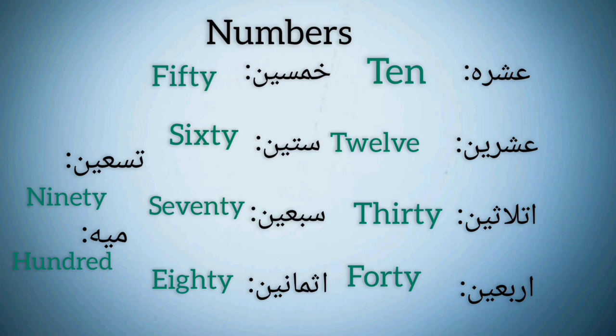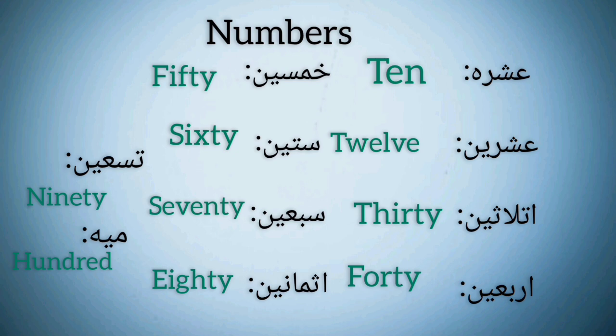Now we have numbers. In previous lessons, we have been taught numbers from 1 to 19, and today we are going to have these numbers. عشرة means 10. عشرين, 20. ثلاثين, 30. أربعين, 40. خمسين, 50. ستين, 60.